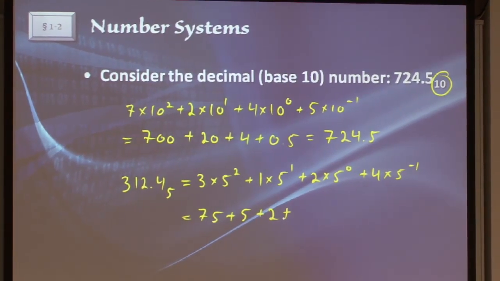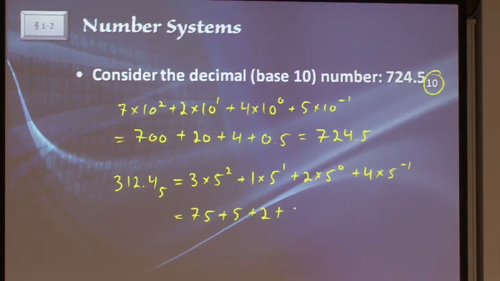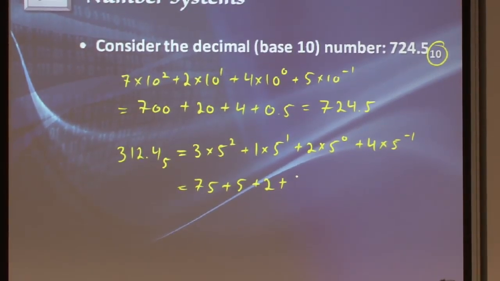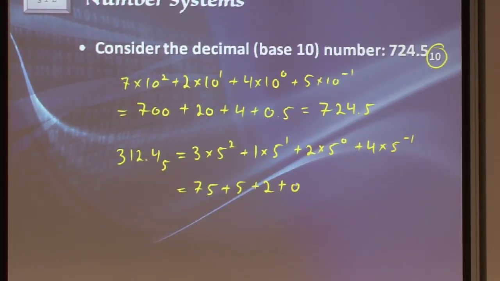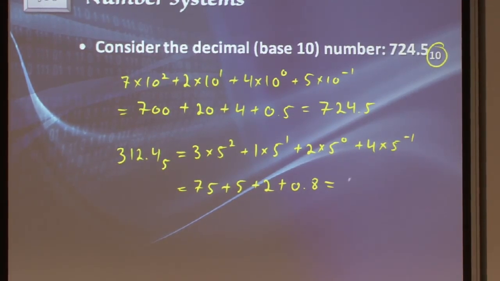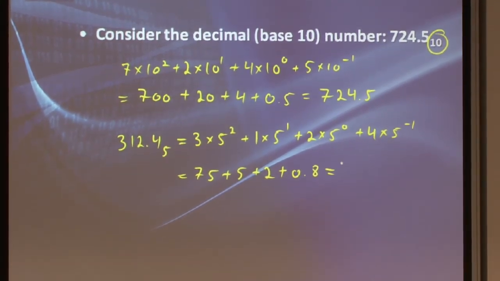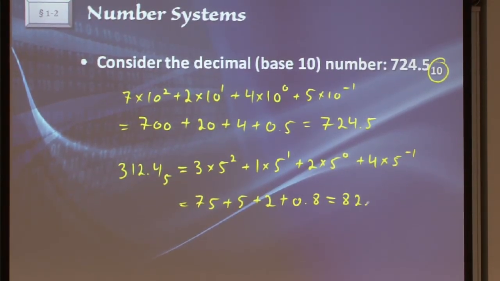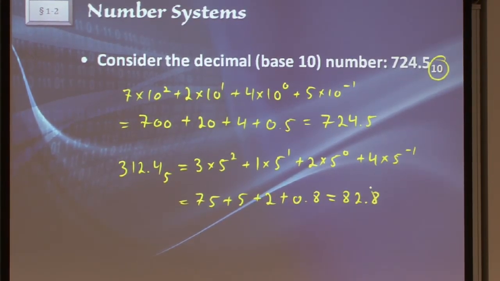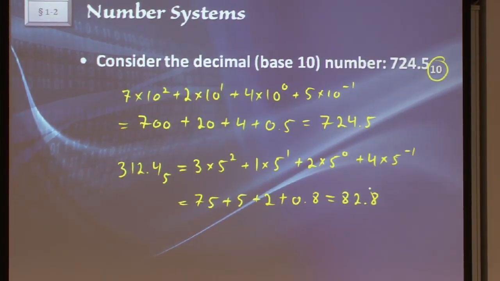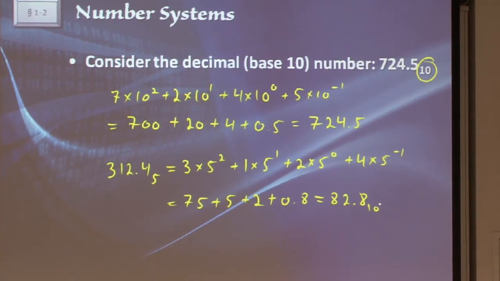So 4/5 is 4 fifths, yeah, 0.8. We add them together and we get 82.8, which hopefully is the right answer. Now, this 82.8 is in base 10.